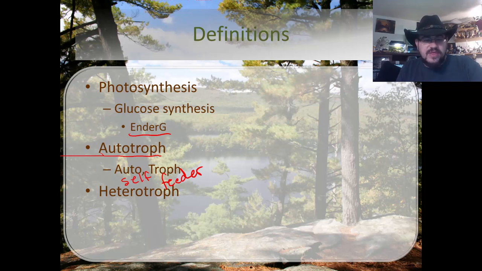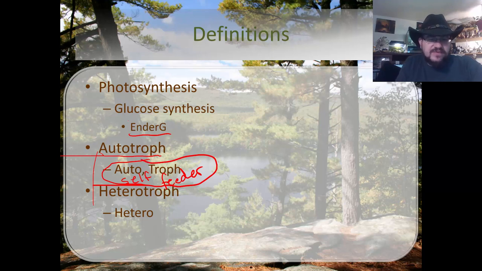Heterotrophs can be contrasted with the autotrophs by recognizing the Latin prefixes. Hetero means other. So these are organisms that have to consume other organisms, whether it's dead things or live things. You could be a decomposer and be a heterotroph because you're decomposing dead things, or you could be a tiger and be a heterotroph because you're eating other things. Either way, heterotrophs eat other things, whereas autotrophs feed themselves. Specifically, our autotrophs are photosynthetic ones that take inorganic materials and synthesize glucose.